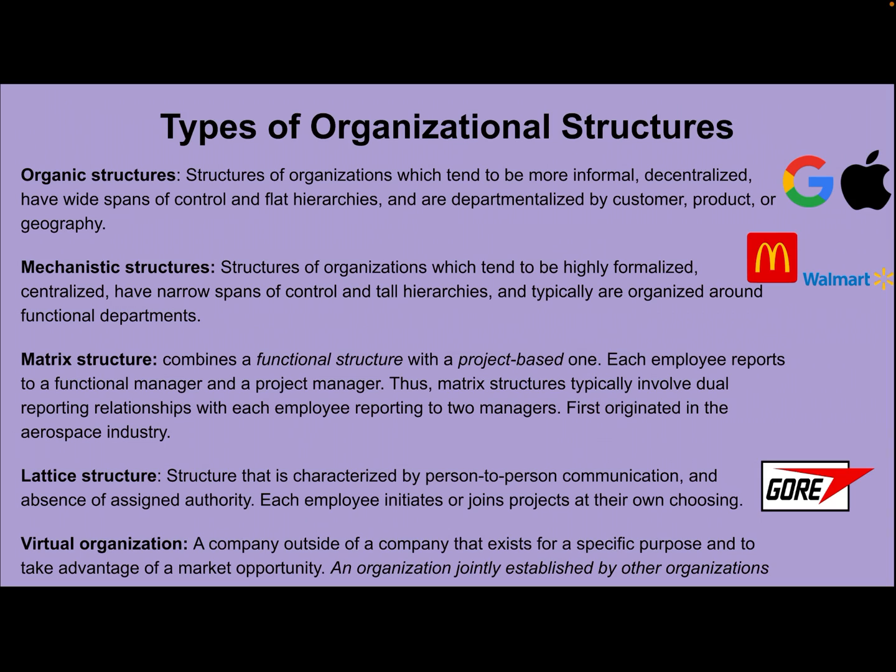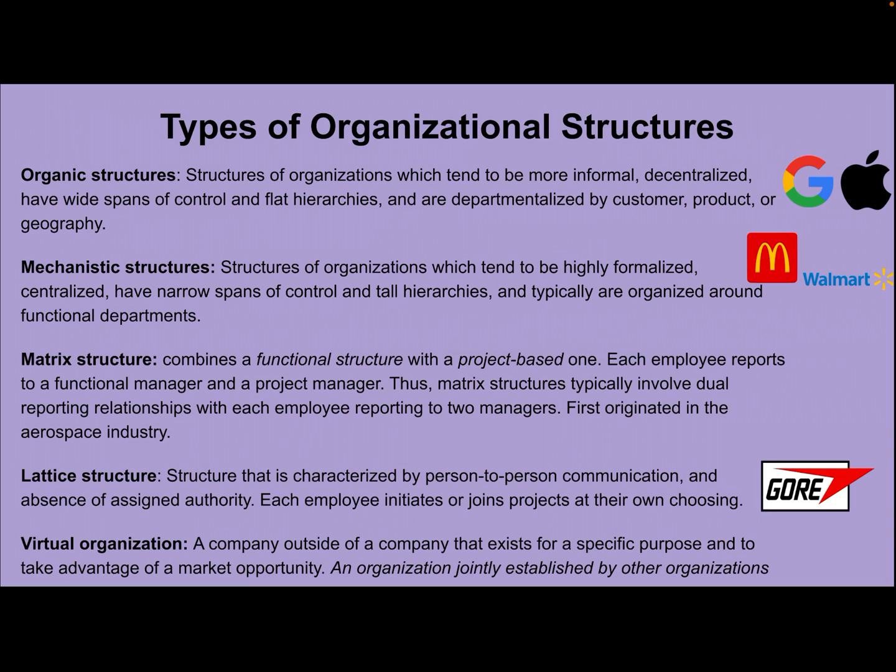The lattice structure is characterized by person-to-person communication. There's no managers, there's no bosses, there's no authority. Employees initiate or join projects at their own choosing. You can start a project, join a project, start a team, join a team. It seems a little all over the place, but apparently it works. The key is to stick with the Dunbar number, which is 150. You want to stick with 150 or fewer employees if you're going to use the lattice structure.